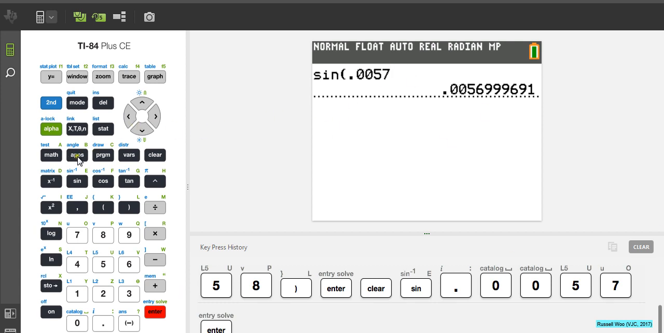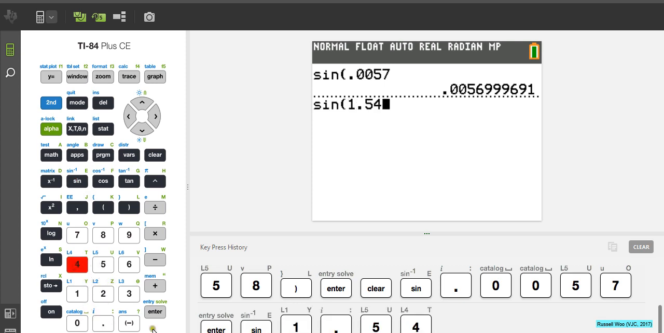If x is not small, let's say for example sine 1.54, you do not get anything close to x. You get something that is quite far away from x. Follow what I'm saying? Important thing, x must be in radians, otherwise it doesn't work. X must be in radians.